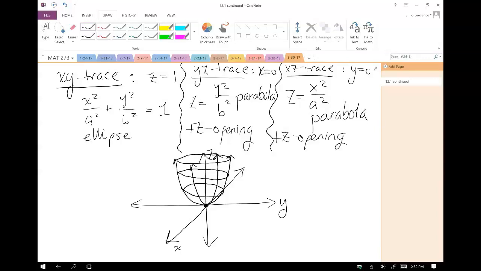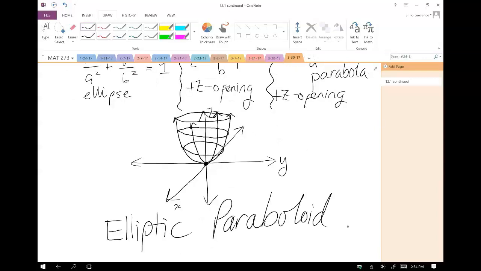So we saw two different types of traces. What were they? Ellipse and parabola. We had to come up with a crazy name that puts them together. It's not a cylinder because we didn't have one shape get repeated forever. Yes, elliptic paraboloid. The traces, most of the time you can just do 0.